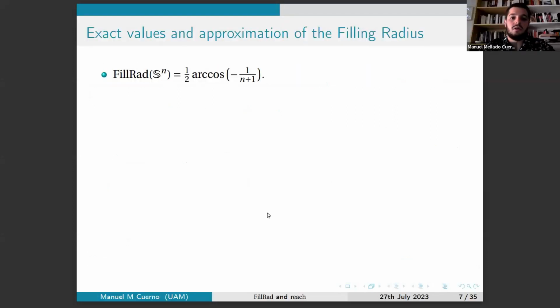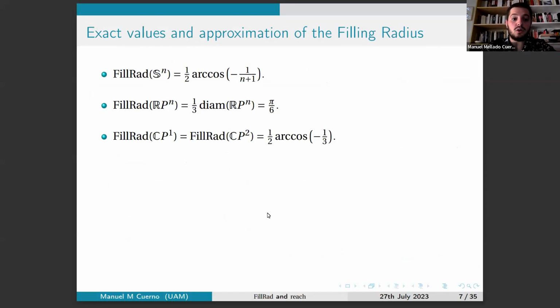Okay, so we know the value of the filling radius of the sphere, due to Katz. Filling radius of the real projective plane. We know the filling radius of CP1 and CP2. We know the exact value of CPN, but where we are using Z and Z2 as the coefficient ring. And when we change to Q, we can compute the value of CPN.